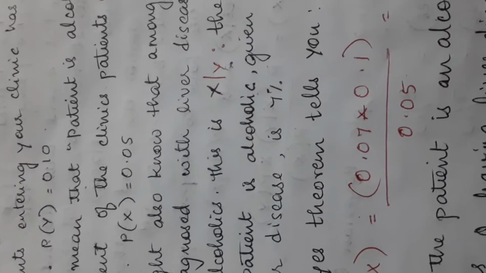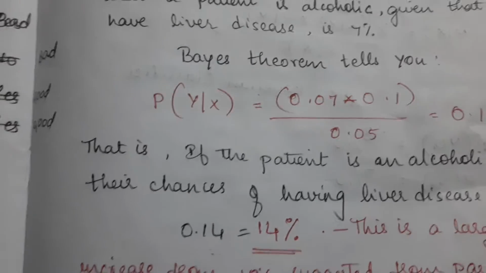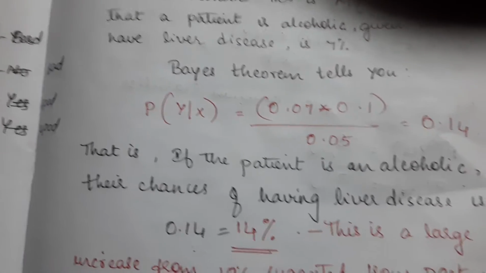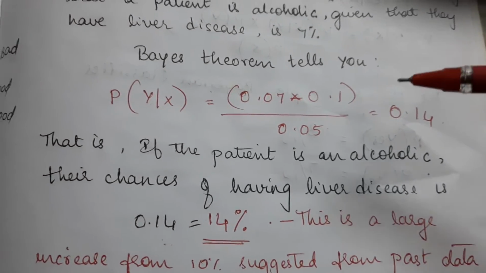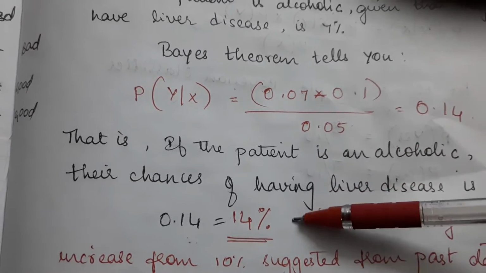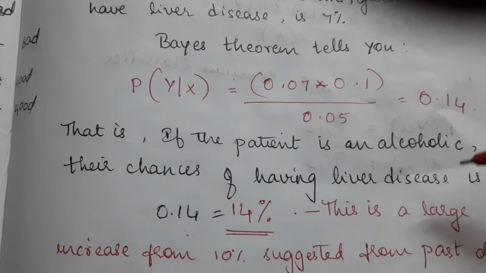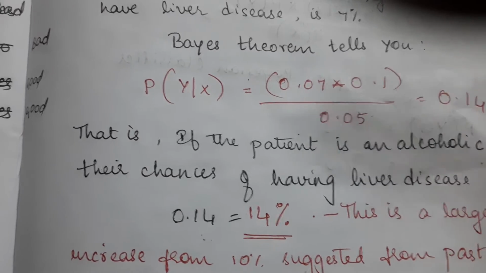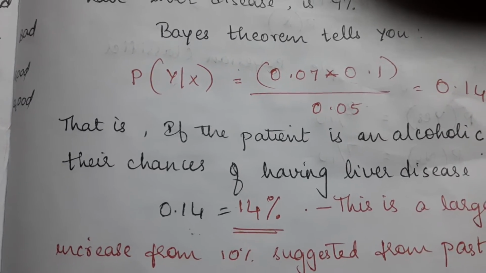That means the probability. So what does it mean? The probability that a patient having a liver disease when he is an alcoholic is 14%, that is 0.14. This is a large increase compared to the 10% which was there earlier.